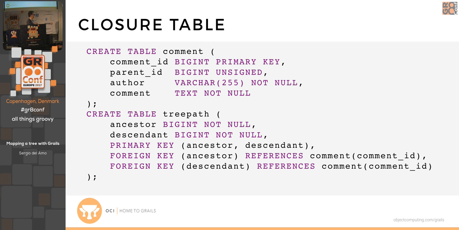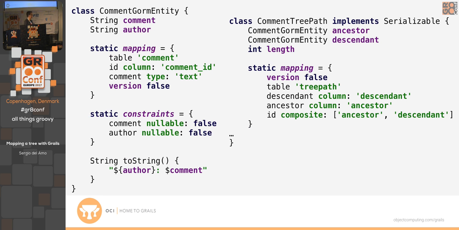In this table, you don't need anything about the tree. You store the tree in a tree path table. Those are foreign keys to the comment table. So let's see how we can map this with GORM. We can see here I have added an additional length column for the tree path table. This will allow us to perform certain queries easily.